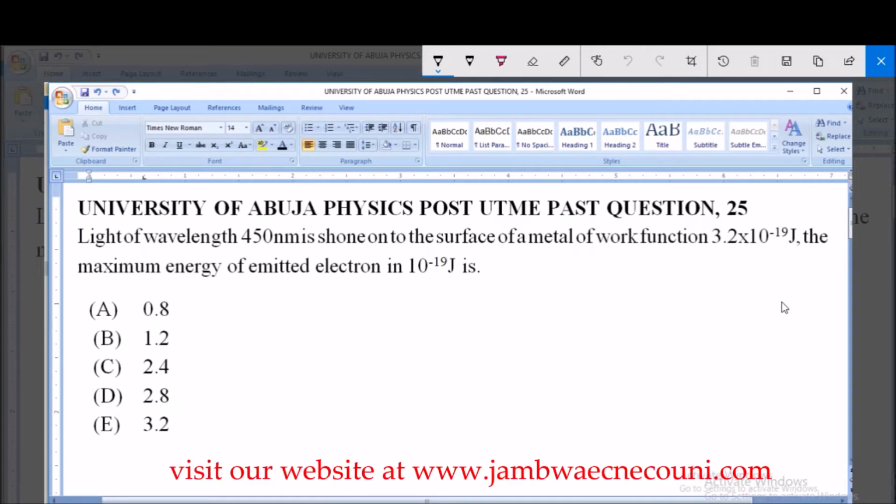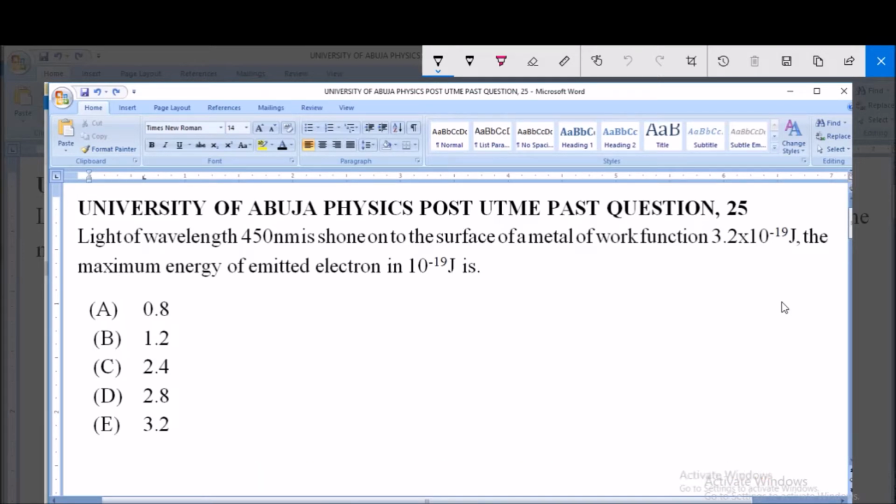Now when you're given a question that seems complex like this, the first thing you do is you bring out the values you have. It says light wave of wavelength 450. Now it means our wavelength lambda equals 450 nm, that's 450 times 10 raised to the power of minus 9. 450 times 10 raised to the power of minus 9 is our wavelength.